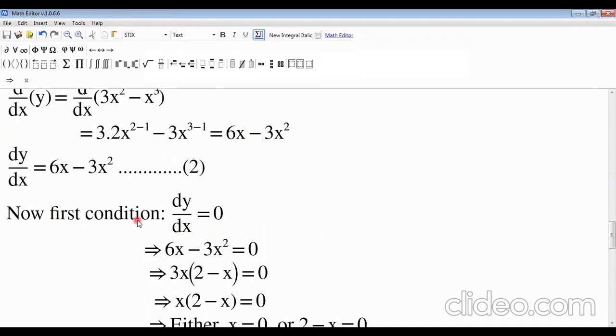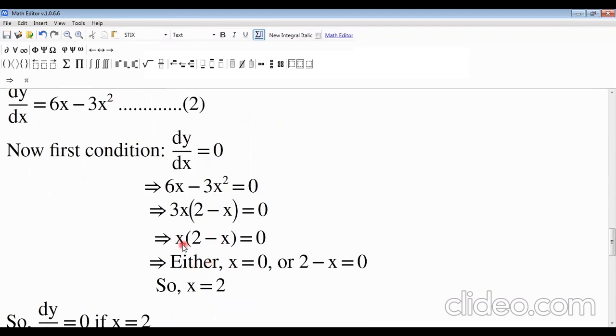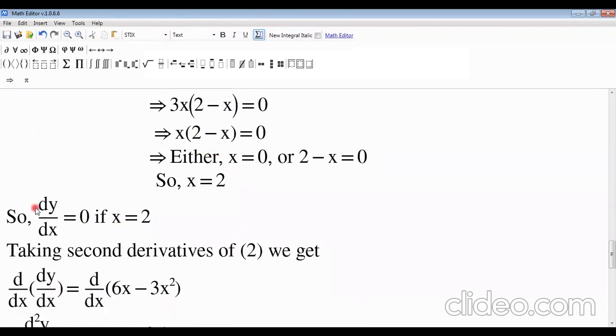So for the first condition, dy/dx will be 0. At what point will we be testing? 6x minus 3x² equals dy/dx equals 0. Just we get x into (2 minus x) equals 0. That means either x equals 0 or 2 minus x equals 0, that means x equals 2. At this point, we get the first derivative is 0 if x equals 2.